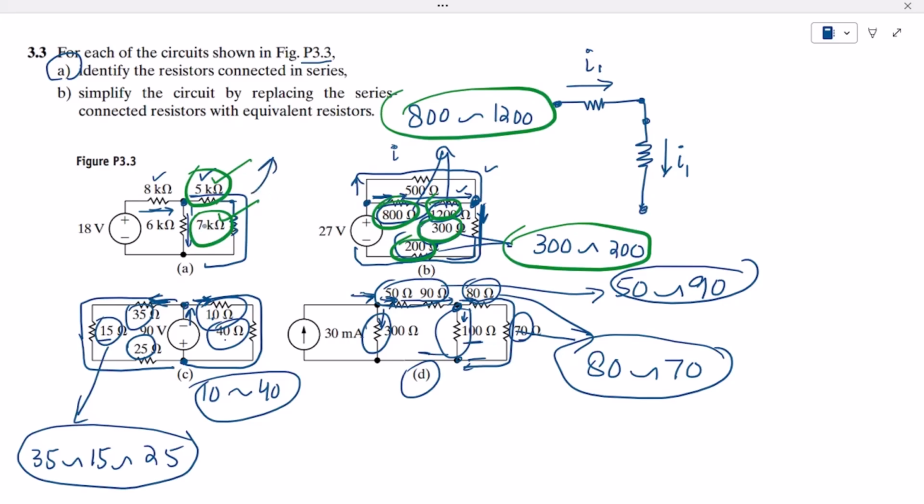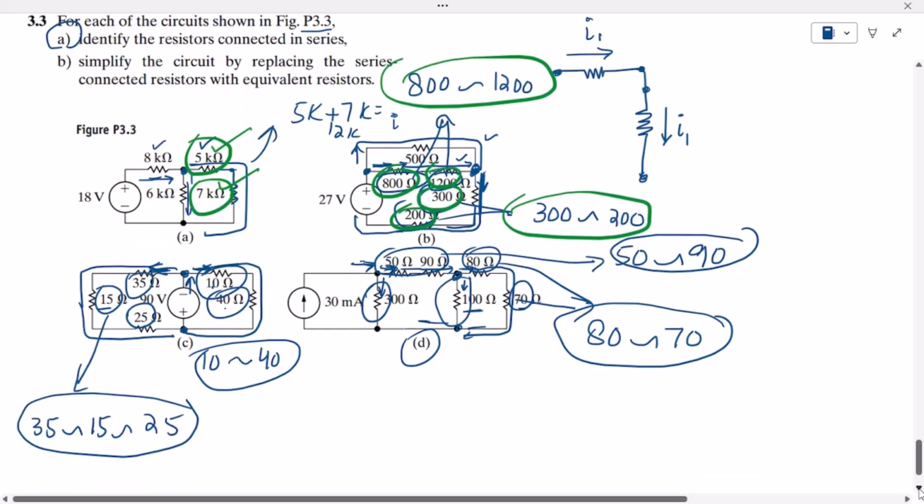So these are 5k, 7k. If two resistors are in series, then in the equivalent resistance, their resistances will be added together. So therefore 5k plus 7k, this is 12k. Okay, so therefore it will be what? Let me draw it somehow downwards.